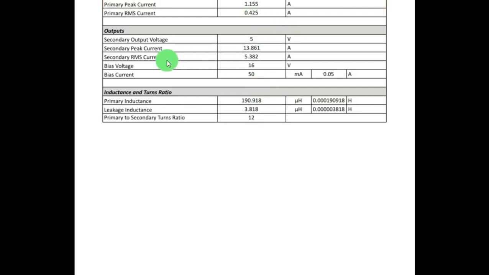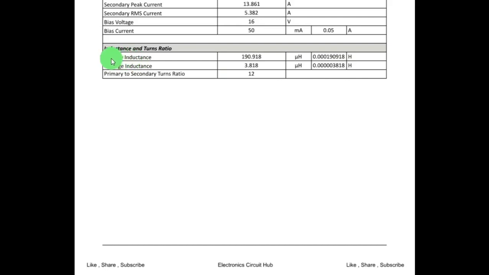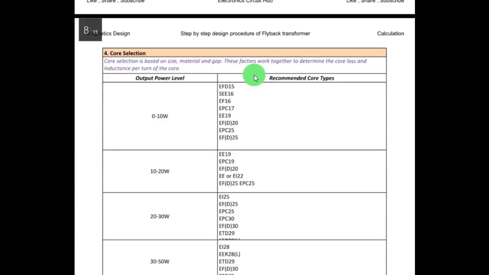And if you talk about the output specification, your secondary output voltage is 5 volt. Secondary peak current is 13.8 ampere, let's say, and secondary RMS current is 5.3 ampere. Bias voltage is 16 volt, bias current is 50 milliampere, and the primary inductance value is 190 microhenry, leakage inductance is 3.8 microhenry, and primary to secondary turns ratio is 12. Okay, let us go ahead.